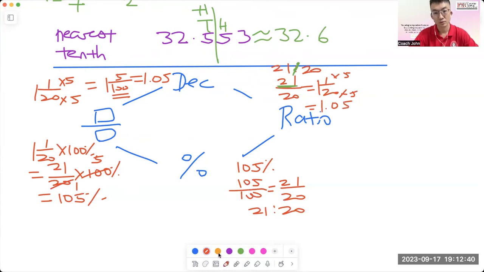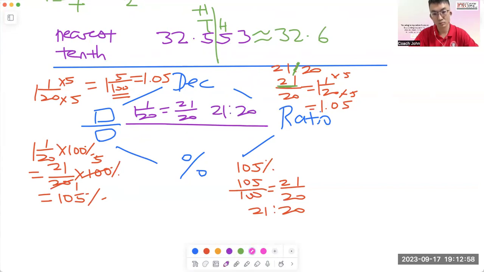Okay. And what if you need to move from here to here? So if it's 1 over 20, same thing, change to improper, and then you get your ratio. So likewise, at home, please practice the other direction, as in both ways. Make sure that you are able to move both ways. Okay.